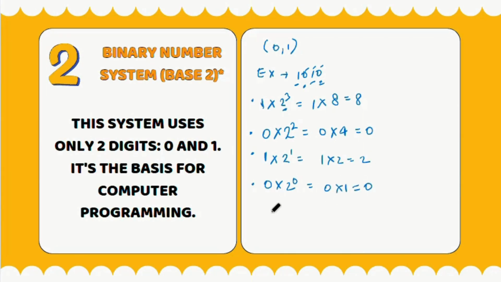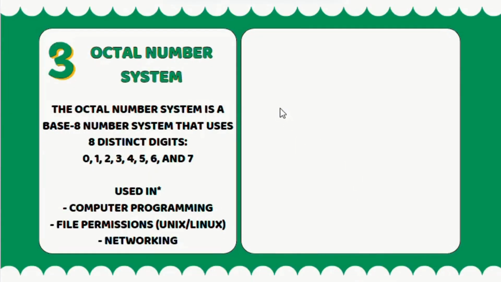So adding all this, 8 plus 0 plus 2 plus 0, we get 10. So this is the decimal number for the binary number 1010. This example illustrates how binary numbers work using a base 2 system to represent quantities. Understood? So next, let's understand what is octal number system.